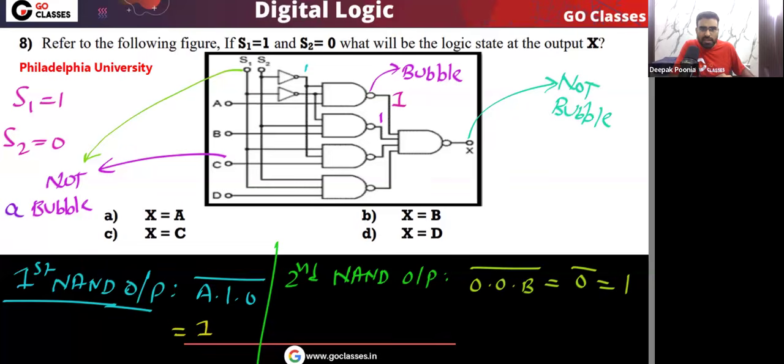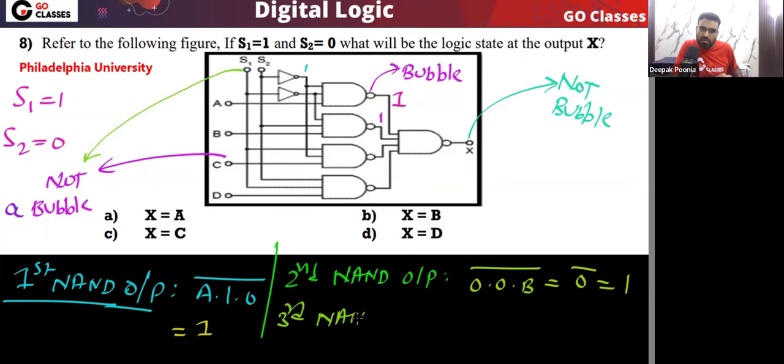What about the third NAND gate? For the third NAND output, one input is C, another input is S2 bar, and another input is S1 as it is. S1 as it is, S2 bar will be 1, and C whole bar will be equal to C bar. So remember, finally this is C bar.